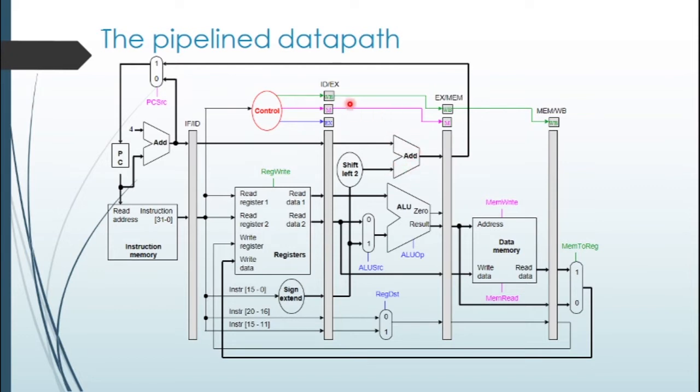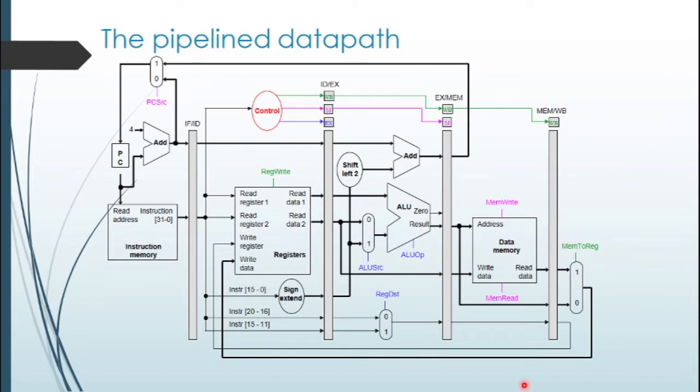All the control signals from the second stage are now propagated to the next stage in the EX/MEM register. Similarly, in the next stage, the data from the ALU that was stored in EX/MEM is passed to memory or bypassed, and propagated to the next stage register, which is MEM/WB.